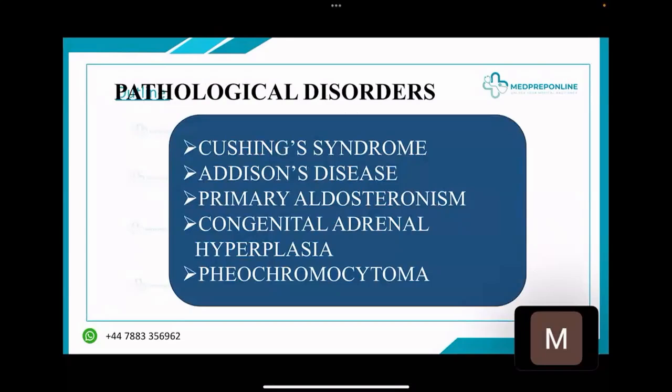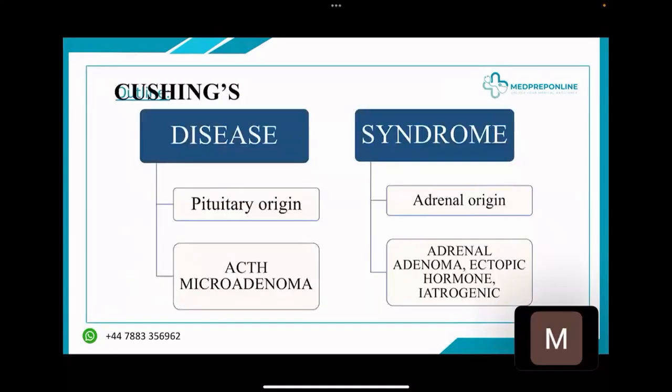Now let's come to the disorders. Pathological disorders are Cushing syndrome, Addison's disease, primary aldosteronism, which is also called Conn syndrome, congenital adrenal hyperplasia, and pheochromocytoma.